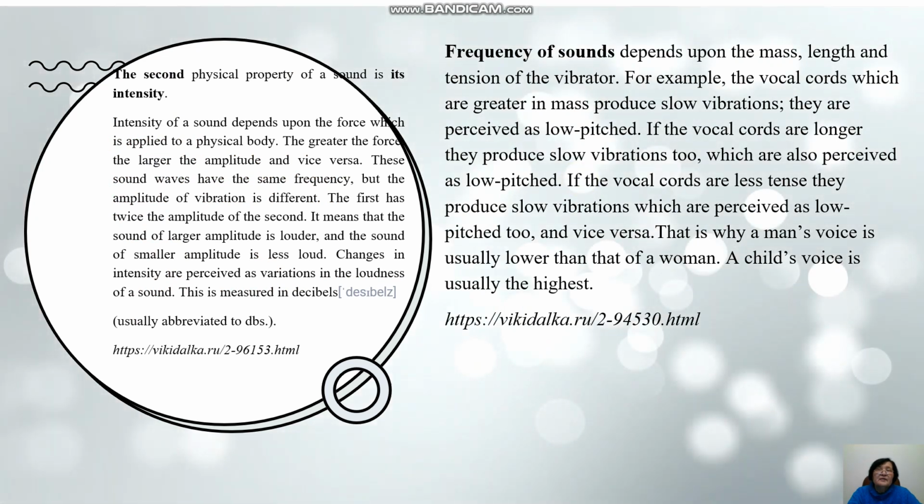The second physical property of a sound is its intensity. Intensity of a sound depends on the force which is applied to a physical body. The greater the force, the larger the amplitude, and vice versa. These sound waves have the same frequency, but the amplitude of vibration is different. The first has twice the amplitude of the second. It means that the sound of a large amplitude is louder, and the sound of smaller amplitude is less loud.